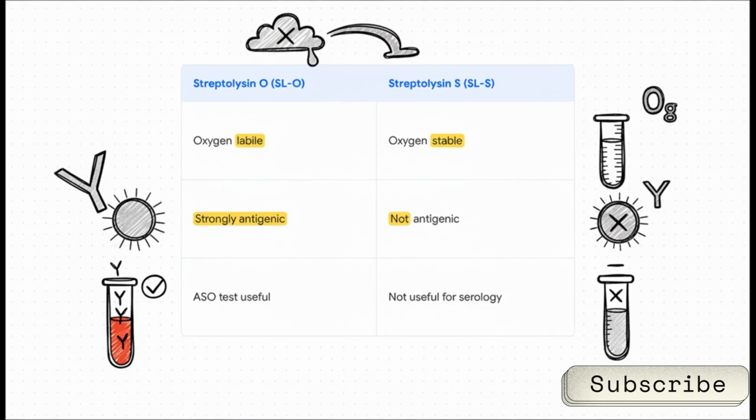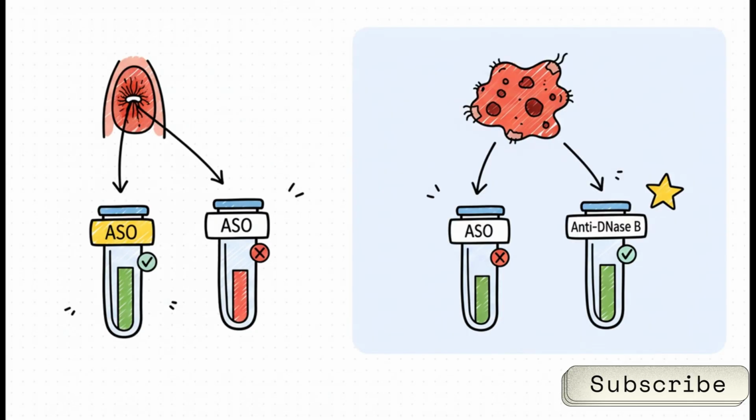But streptolysin O is highly antigenic. It triggers a really strong antibody response, and that's why measuring the anti-streptolysin O, or ASO, titer is such a useful test to confirm a recent infection. And this is a critical distinction for your exams.